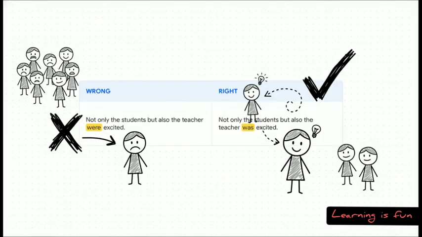Check this out. Not only the students, but also the teacher. So what's closer to the verb, students or teacher? It's the teacher, right? And since teacher is singular, the verb has to be singular, was. It doesn't matter that the plural students came earlier. What matters is what's right next door to the verb.